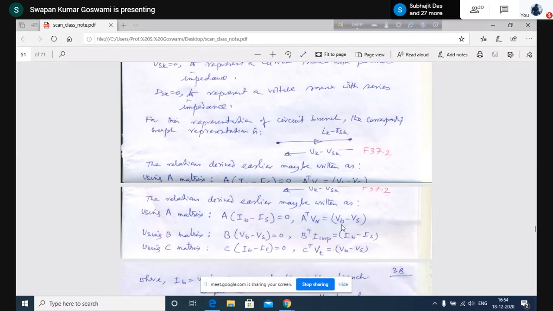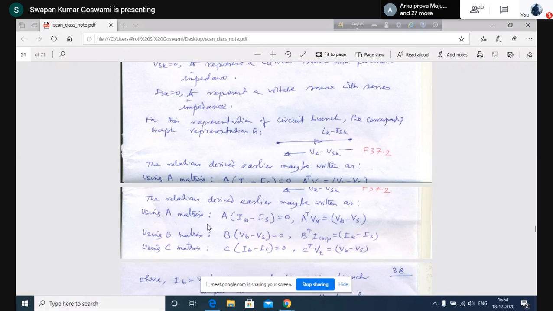Here Vn is the node voltage, and what is Vb? Vb is the voltage drop in the branch impedance. That is the branch impedance multiplied by the current flowing through it: Z11 I1, Z22 I2, Z33 I3, assuming there is no mutual coupling. If there is mutual coupling, then it will be modified. How it will be modified, we shall discuss. And Vs is the source voltage vector. What is the source voltage at branch 1, branch 2, branch 3, branch 4, like that. All these sources taken together constitute the Vs vector.